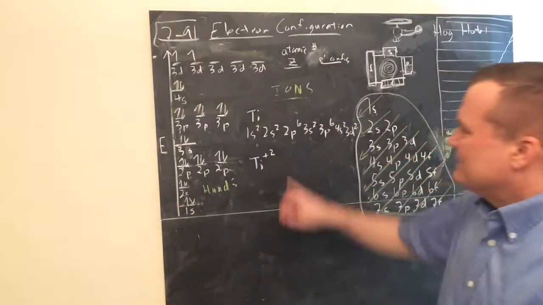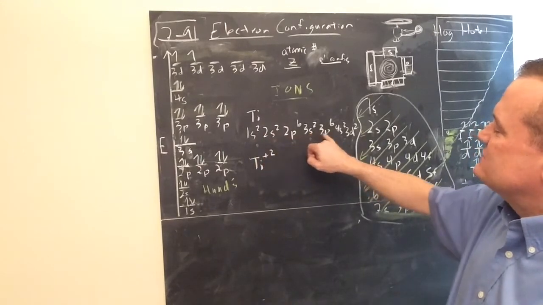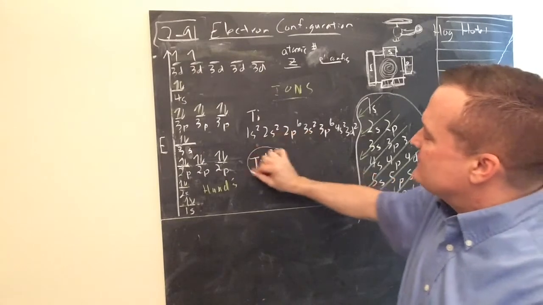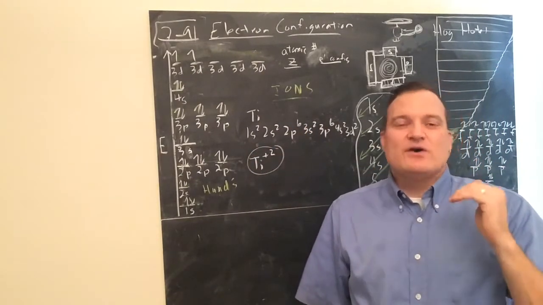Here I am. Sorry. Titanium. Okay, we said 1s2, 2s2, 2p6, 3s2, 3p6, 4s2, 3d2. Now, if I want to make titanium plus 2, in fact, I meant to mention this.